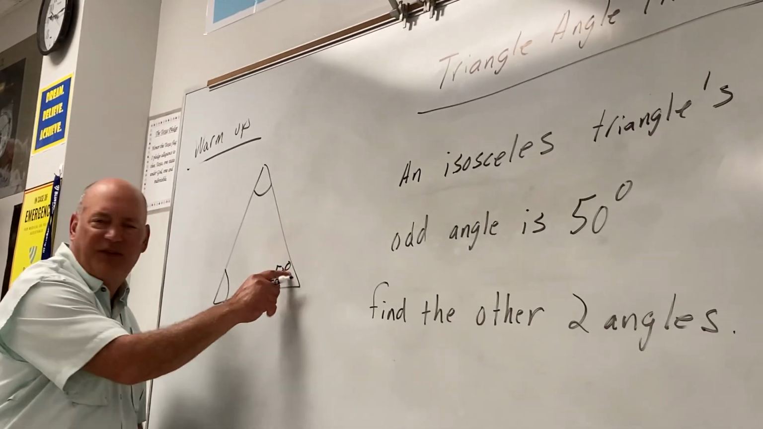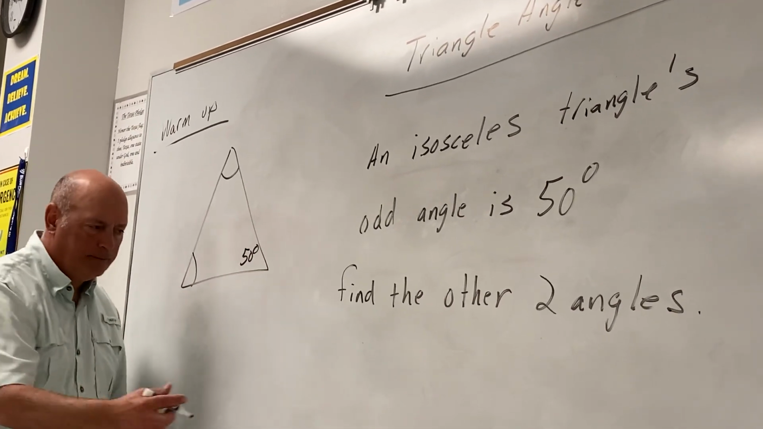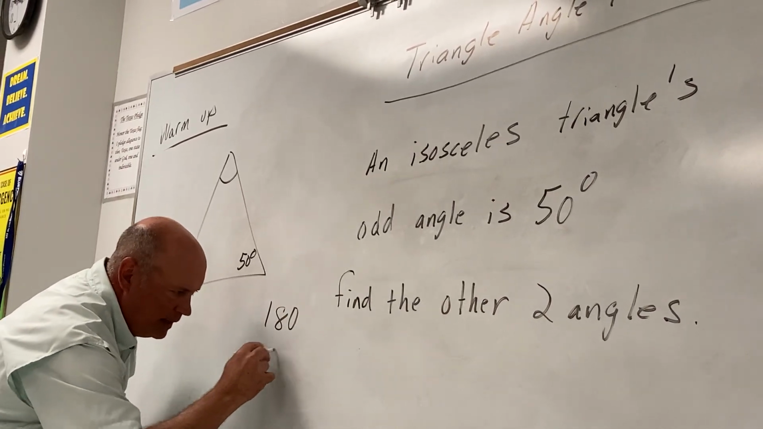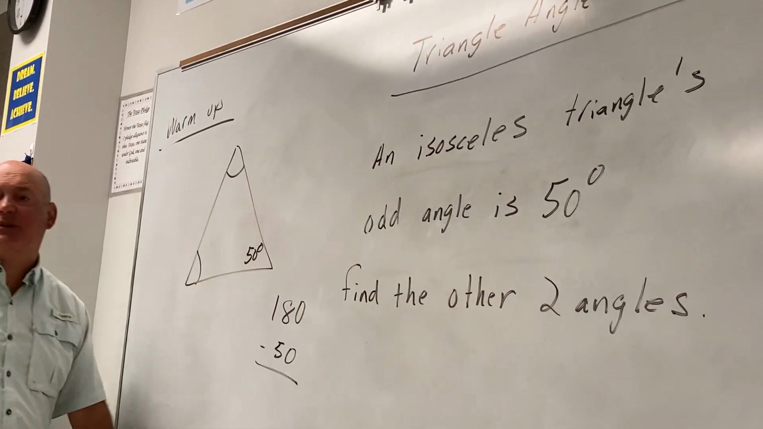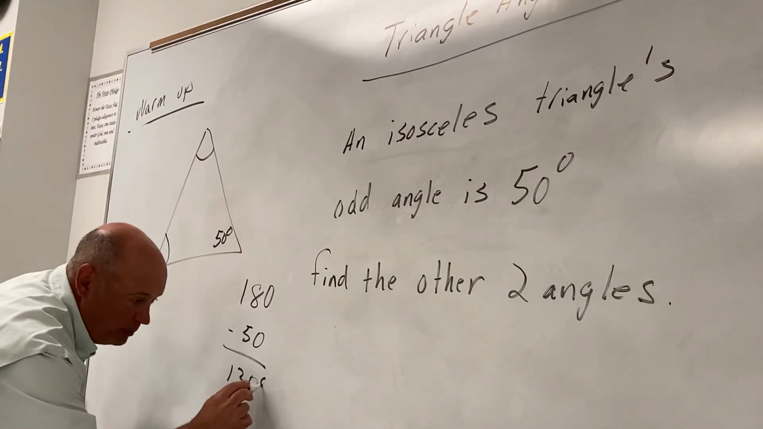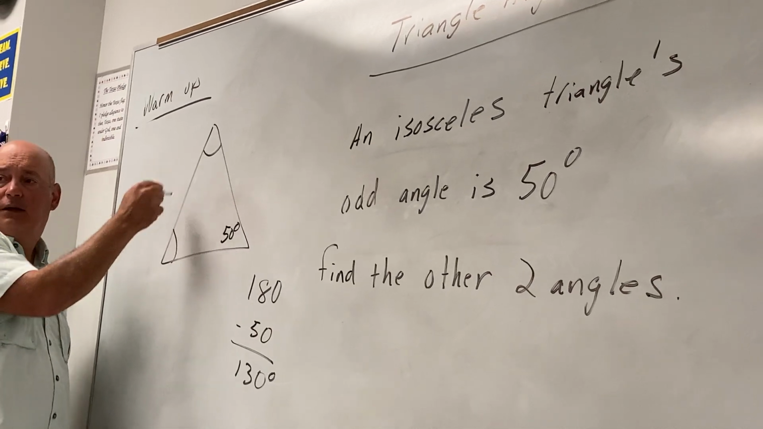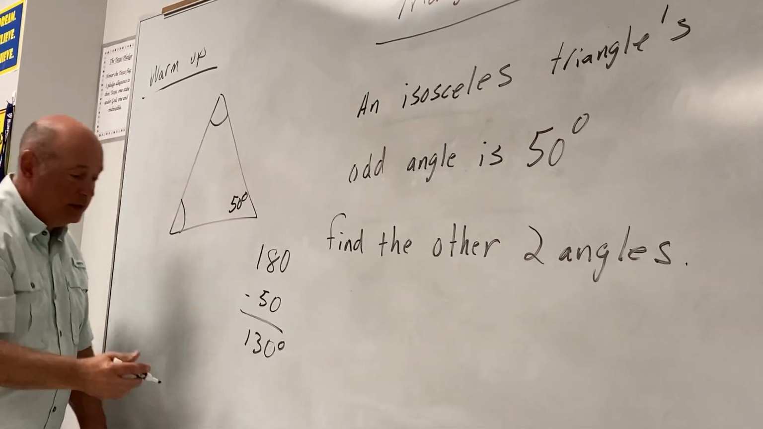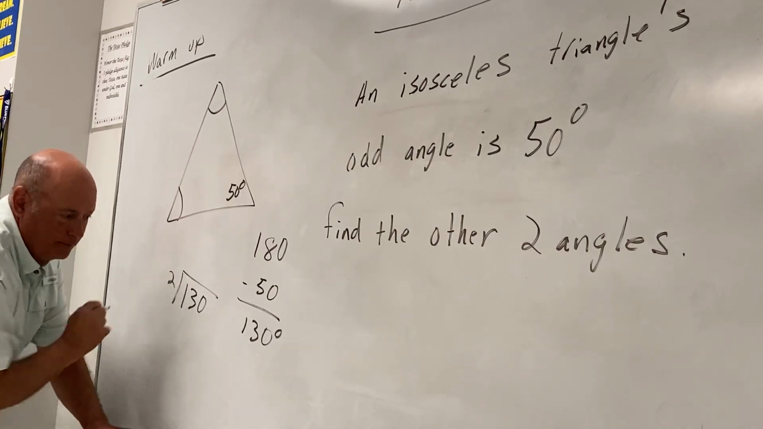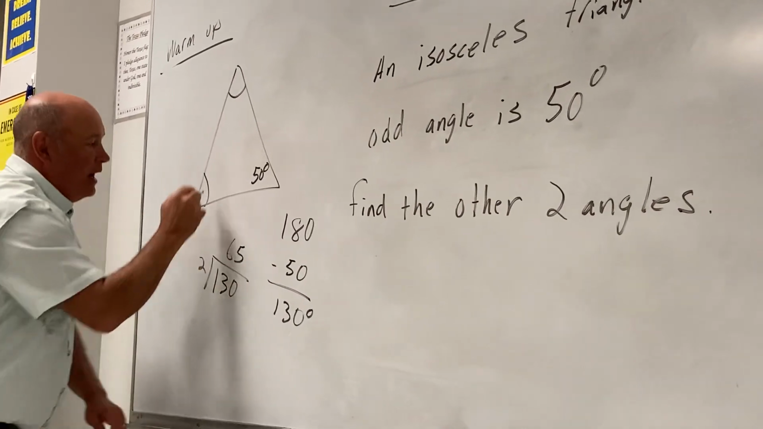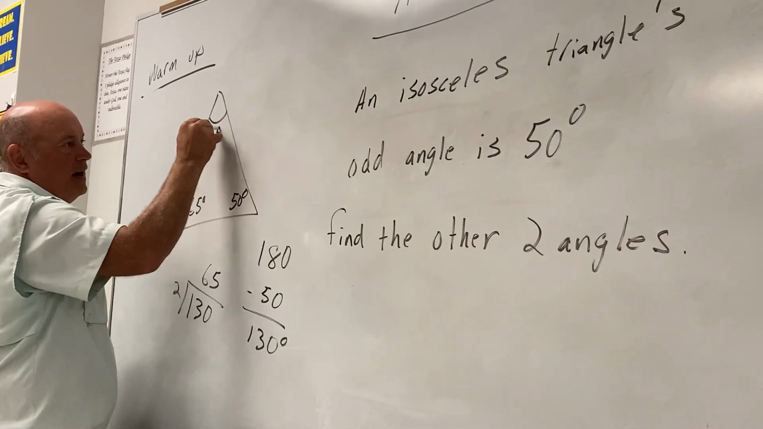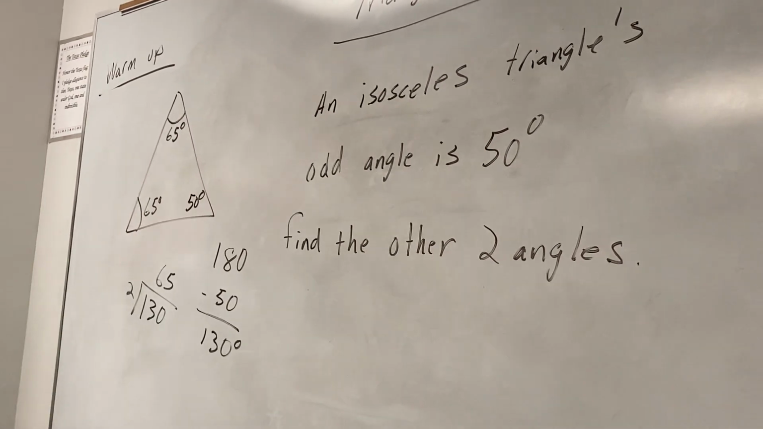So what do you want to do with the 50? Tucker? We want to do 180 minus 50, divided by 2. So what's 180 minus 50? 130. So are both of these angles 130? No. Tucker, what do we do? Divide that by 2. What's 130 divided by 2? 65. So now these two angles would have to be 65 and 65. Do y'all agree? Yes, sir.